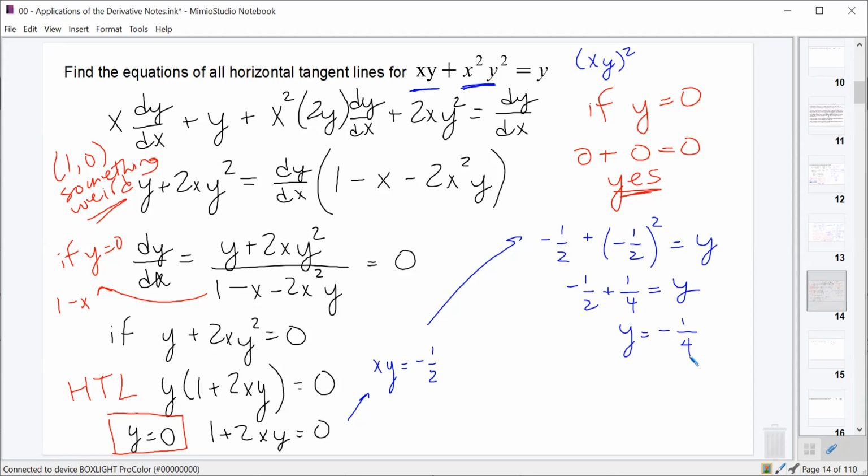And while it doesn't really matter what the x value is there, we do need to make sure that an x value exists there. And we also need to make sure that point does not make the denominator of our derivative 0. So let's plug y equals -1/4 back into our original equation. We get -1/4 x plus -1/4 squared is 1/16. So 1/16 x squared equals -1/4.